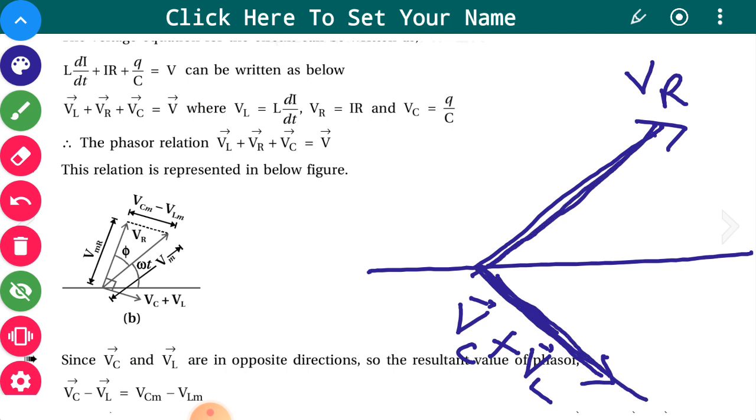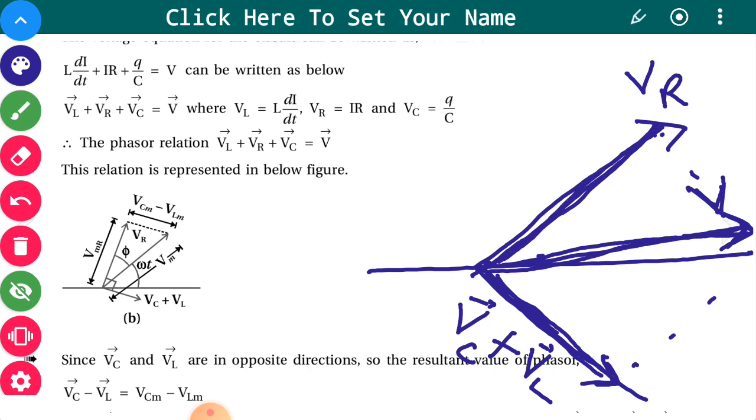So now if you want to find the resultant vector of this, what will you do? We just have to complete the parallelogram, and this will be the resultant vector. Or we just use the Pythagoras theorem, and this will be the value of the resultant vector V. So this is VR, the resultant of VC and VL.